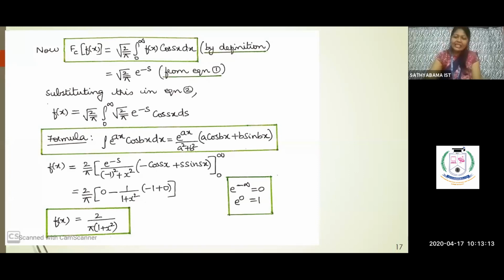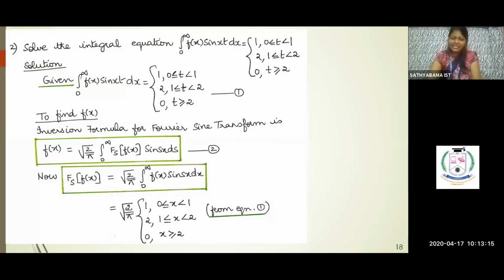Now we have a very similar problem. I just have one more problem under the same topic. I thought we can do one more problem with sine in it. And there's another difference in the question. Just read the question. It says solve the integral equation, integral 0 to infinity f of x sin xt dx. So it has sine. Please note it has sine. The integral equation has sine in it.